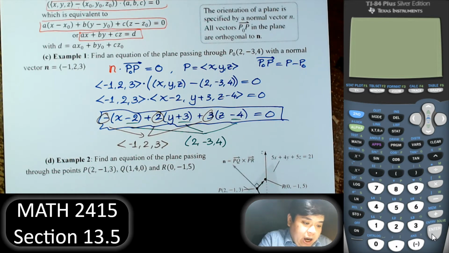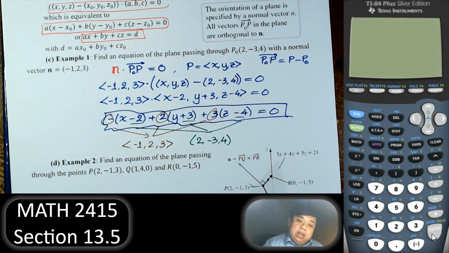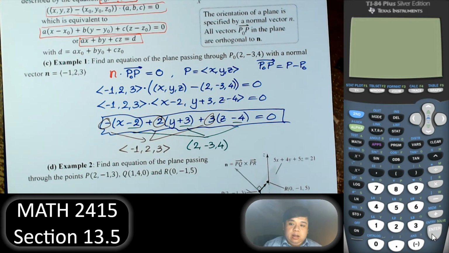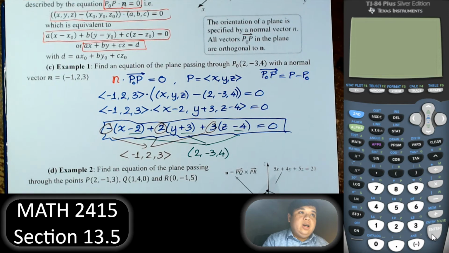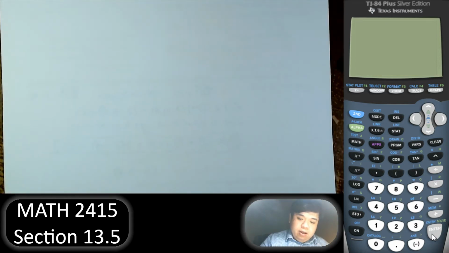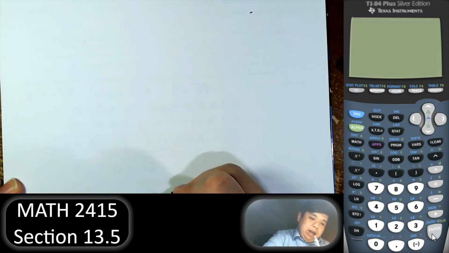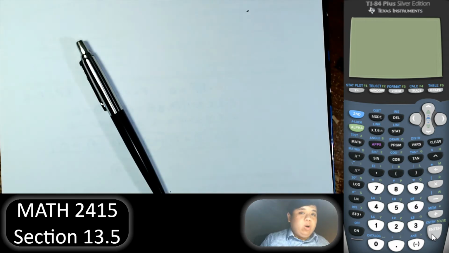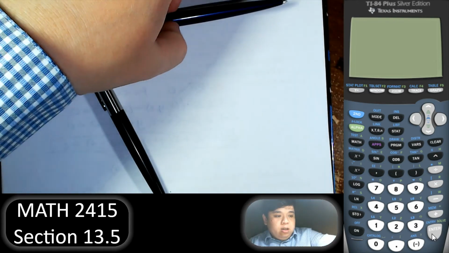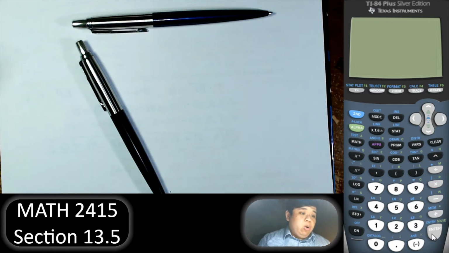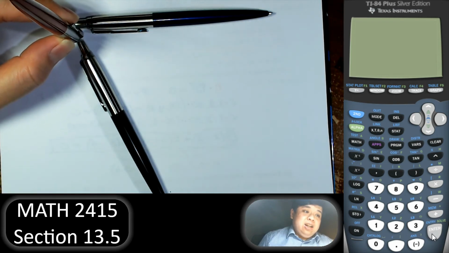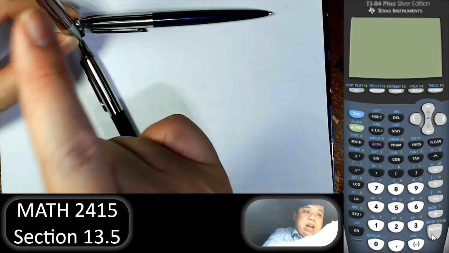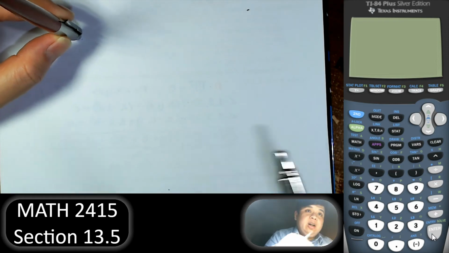Next, find an equation of the plane passing through the points P, Q, and R. So we have 3 points, P, Q, and R. When we have 2 points, we have a vector. We have another 2 points, we have another vector. When we do the cross product, we have the normal vector to those two, and that is the normal vector for the plane. After that, we have the vector and the point, so we have a plane.